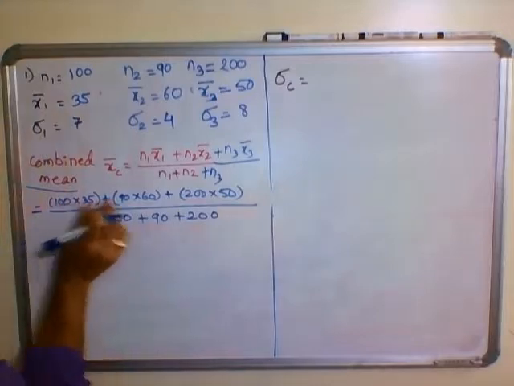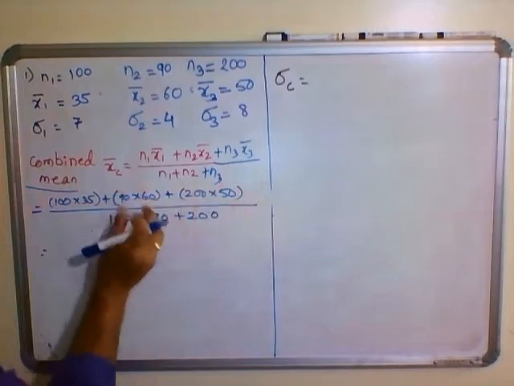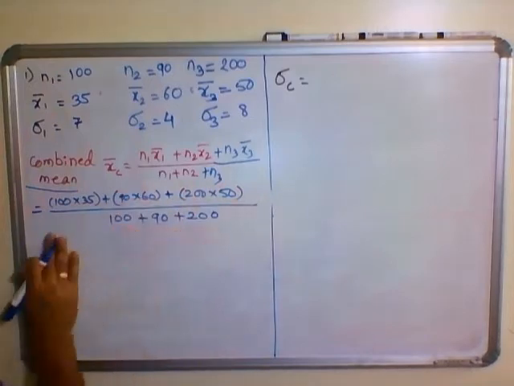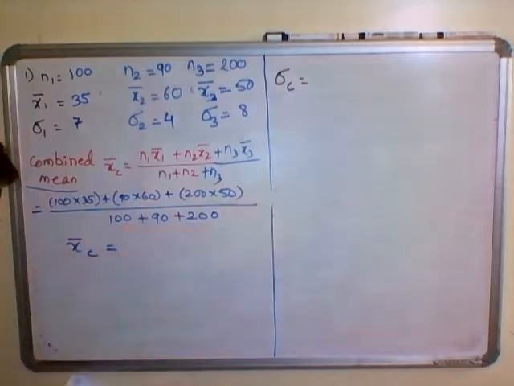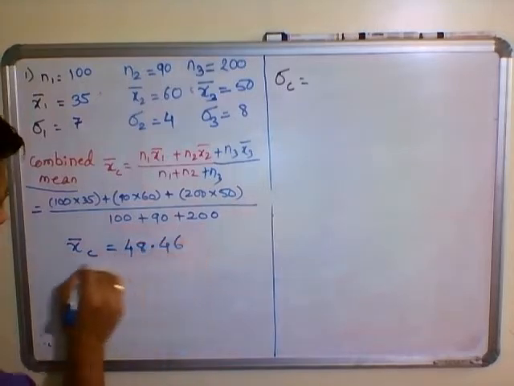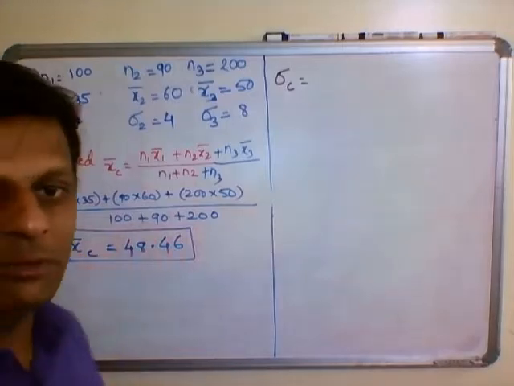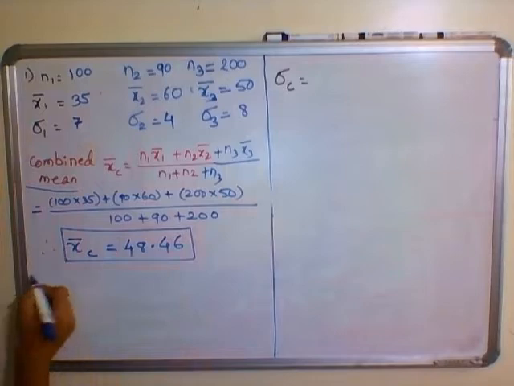If you again calculate values for these three brackets separately, add their values and divide by the addition of these three, that is 390, you get the combined mean x bar c as 48.46. If you calculate, then the approximated answer up to 2 decimal places will be 48.46. Okay. Now the next step will be to calculate d1, d2, d3 and their squares.